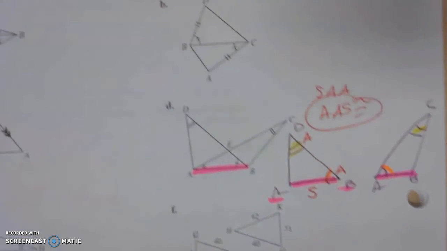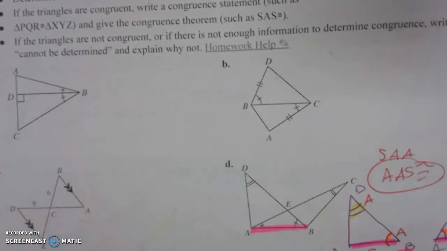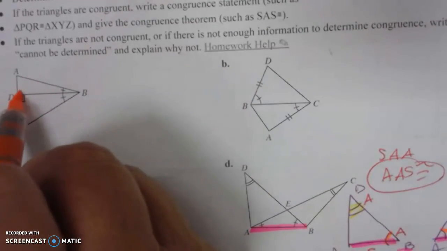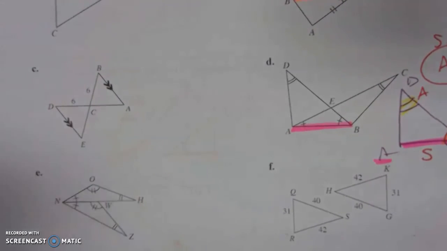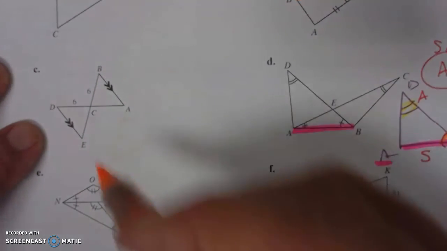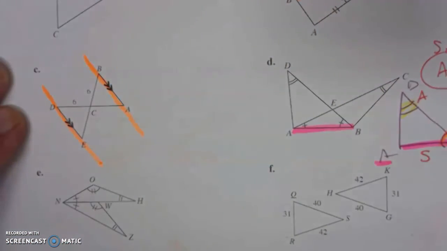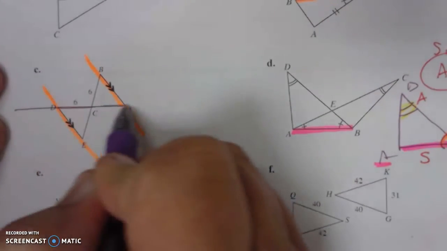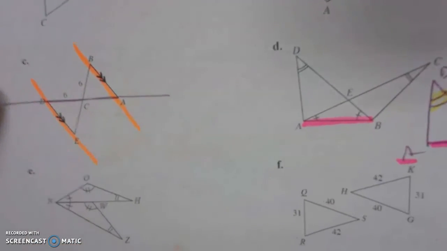When you do these for homework, I'll give you a little hint: this piece right here is used for both triangles. Same with this piece right here, it is used for both triangles. For part C, look for vertical angles, and don't forget about your parallel lines. Then it would have a transversal, so you can probably find some alternate interior angles on that problem.